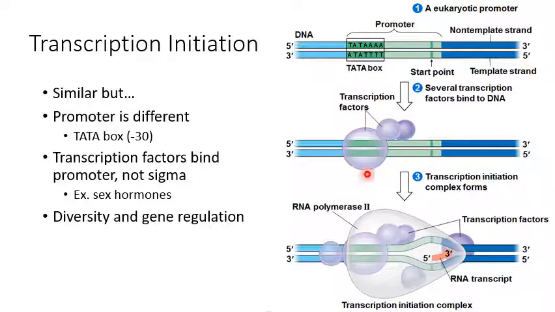So once you have all of these transcription factors bound to the promoter, then the RNA polymerase will actually come and grab the transcription factors and be able to get on to the DNA.